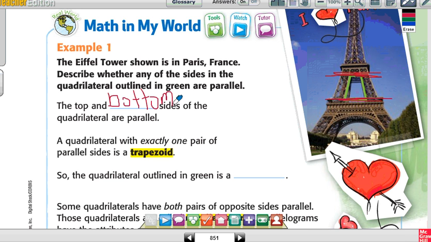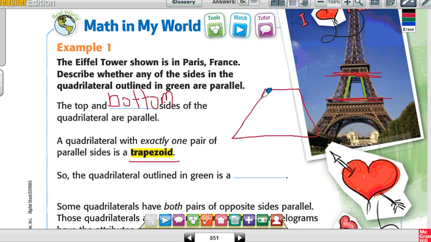Okay. A quadrilateral with exactly one pair of parallel sides is called a trapezoid. So it looks like this. That would be a trapezoid. My table, oh, I have one. Oh, my table right here, up front. That's a trapezoid. Is your desk a trapezoid?